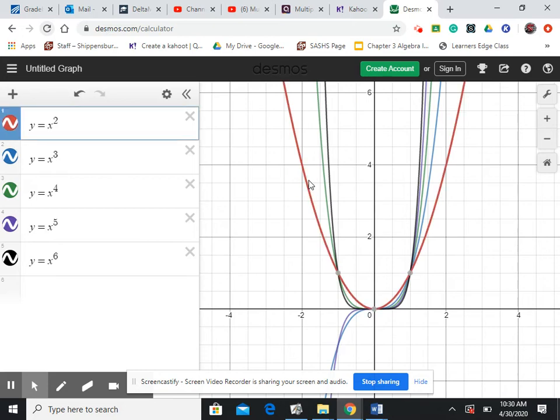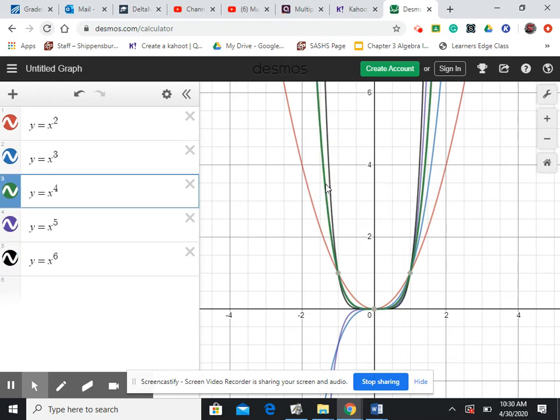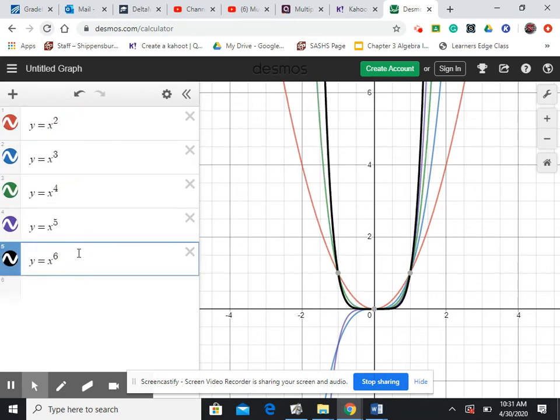So I click on the red one, and it tells me that that's y equals x squared, okay? The black one is y equals x to the 6th. And the green one is y equals x to the 4th. Do you notice anything about x to the 2nd, x to the 4th, and x to the 6th? If the answer is no, then just wait until we do the other group here. So let's look at the other group.